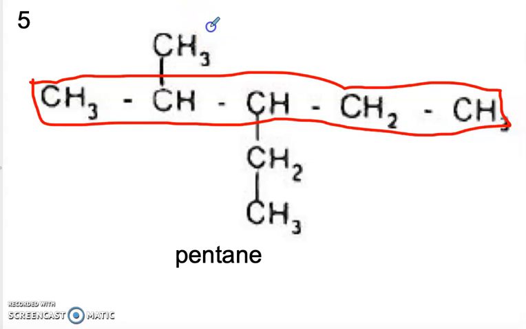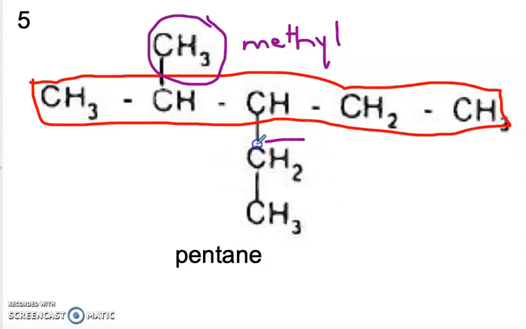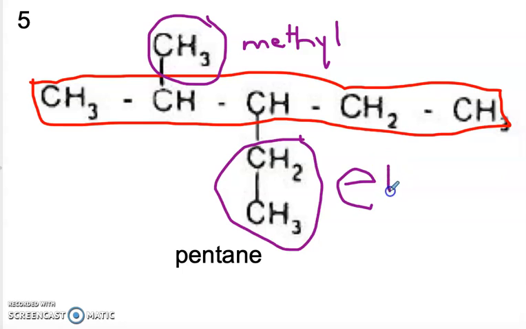So this one has only 1 carbon in it, so that means it's a meth. Okay, one carbon is meth. It's going to end with YL, so it's a methyl. Then we've got this guy over here. When we look at this, it has 2 carbons. So because of 2 carbons, it's an ethyl.